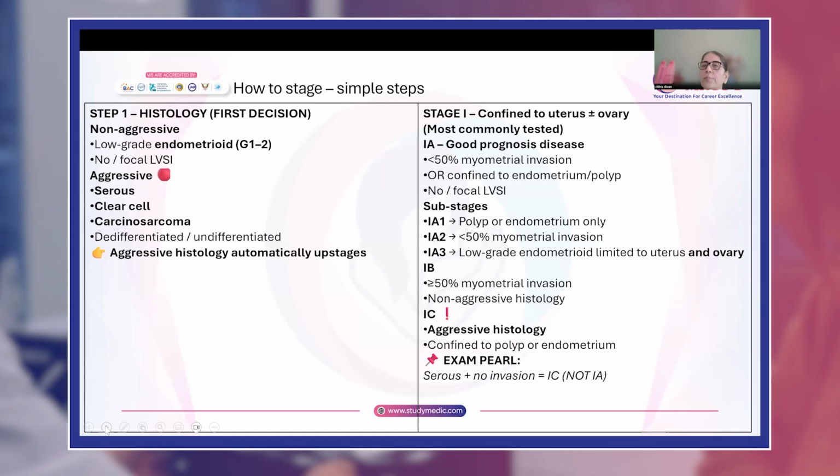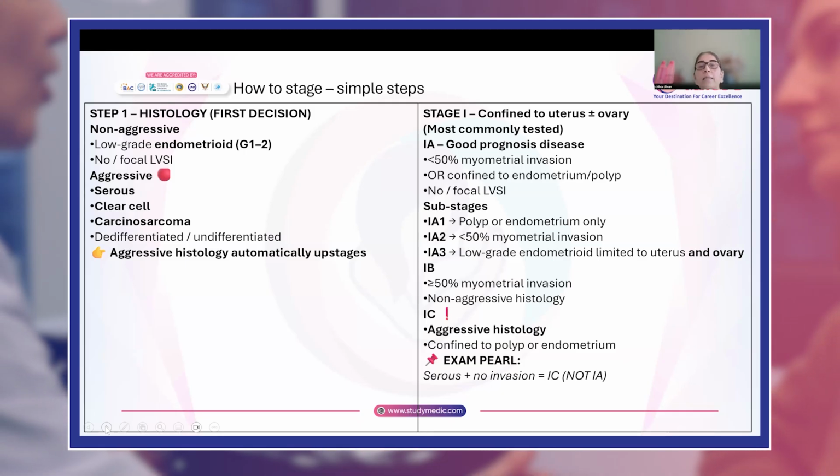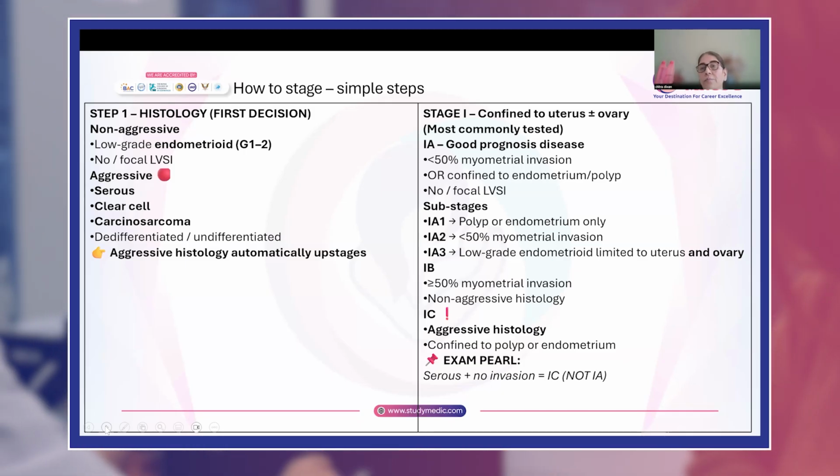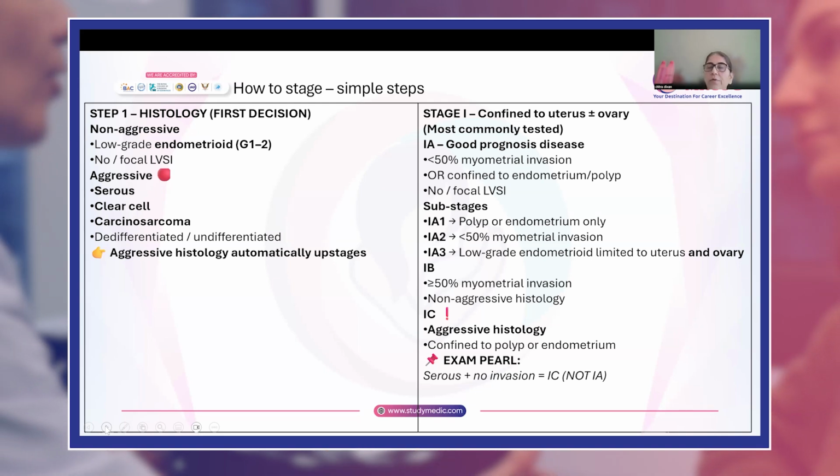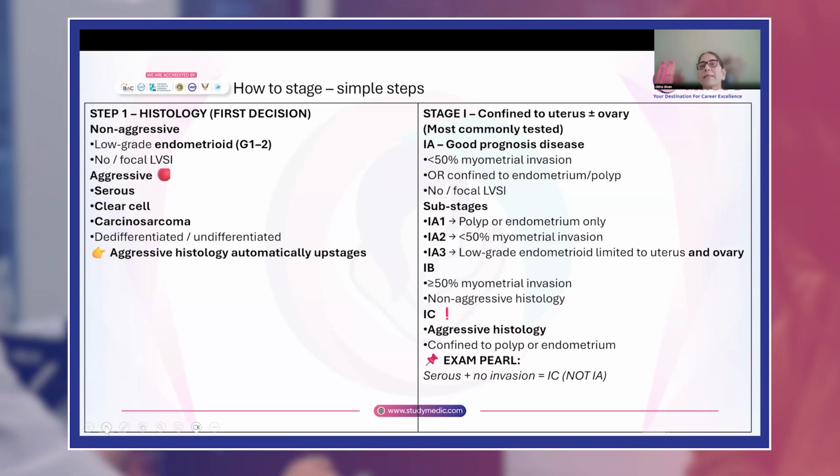1B, more than 50% of myometrial invasion. Again, histology has to be non-aggressive. Please remember, stage 1, any histology which is non-aggressive. If it is aggressive histology, it gets upstaged.